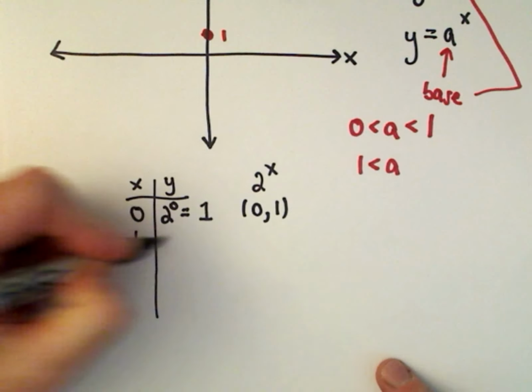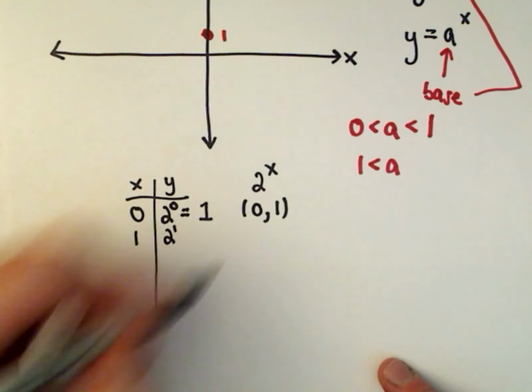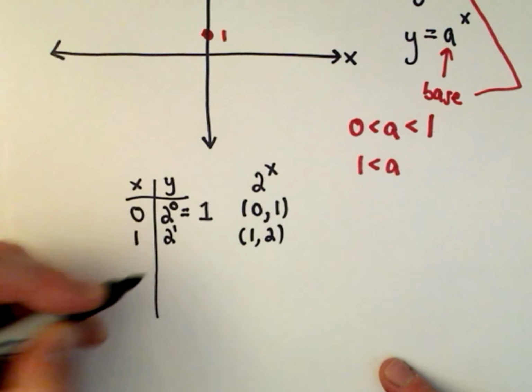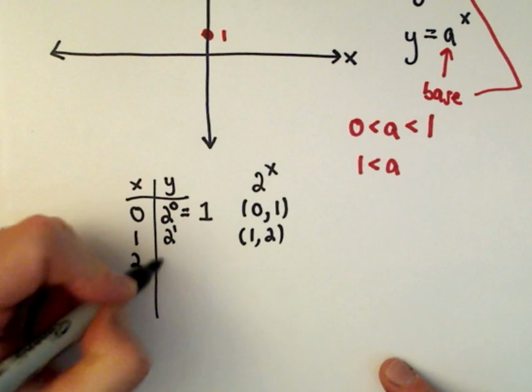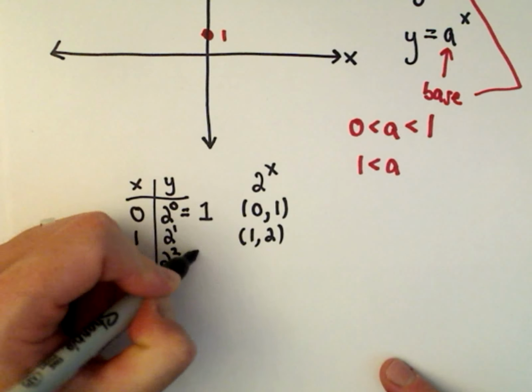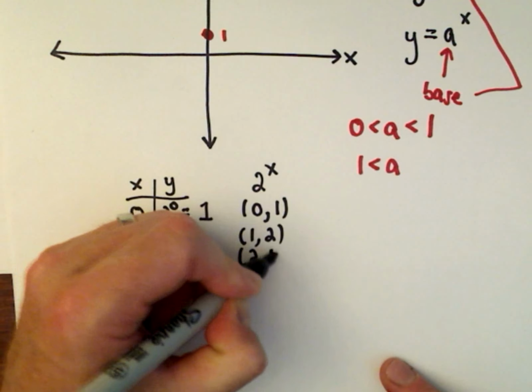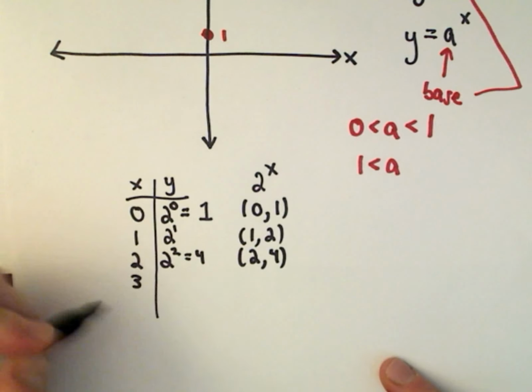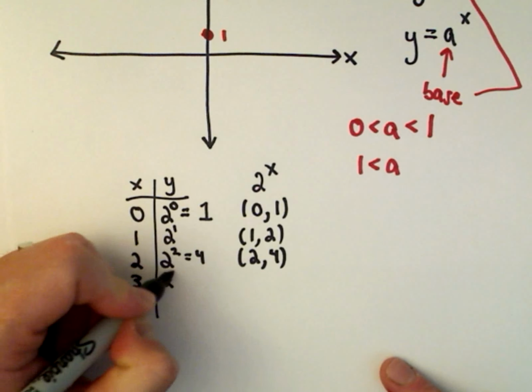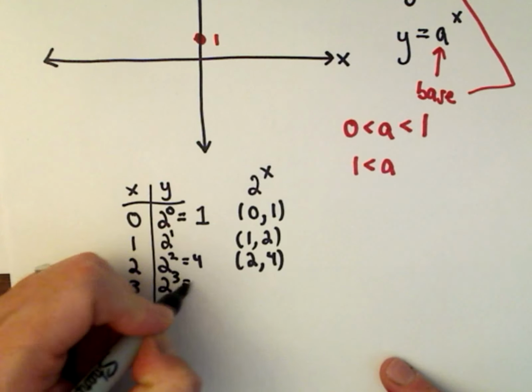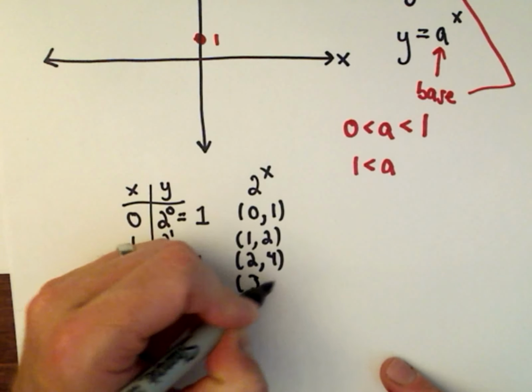Well, if we plug in 1, that's going to be 2 to the first, which is just 2. So 1, 2 will be on there. If we plug in 2, that would be 2 squared, which is 4. So the point 2, 4 would be on there. If we put in 3, we're going to get another power of 2. We would have 2 to the third, which would be 8. So we would have 3, 8.